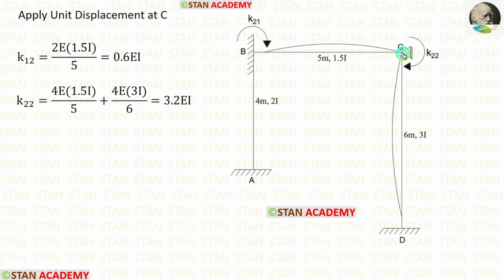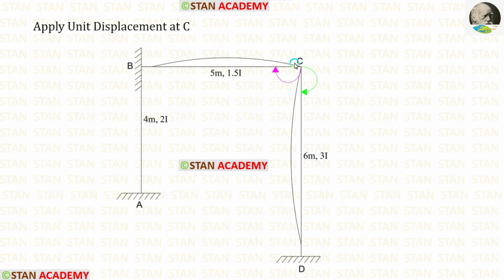Let us see how to draw these curves. We are applying unit displacement at the point C. So from the point C, make two clockwise curves, one curve towards the point B and one curve towards the point D, and then see the direction of the arrows and draw these curves.